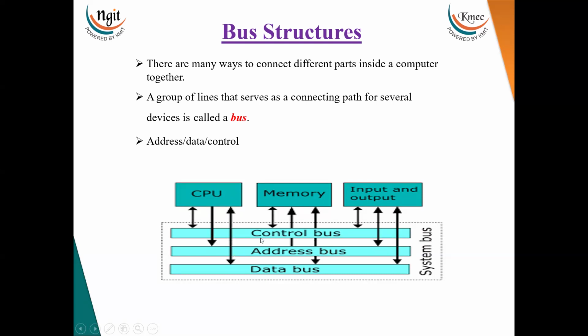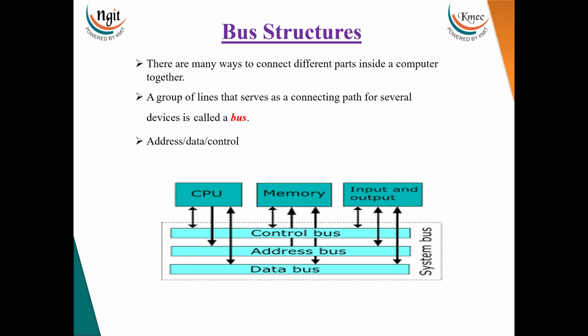Now coming to the control bus. The control bus is also bidirectional. Sometimes the CPU wants to read the data, sometimes the CPU wants to write the data. So control signals go into the CPU as well as memory and IO unit. For all the devices inside the computer, this control bus is connected and it will control the complete unit. That's why this is also bidirectional.